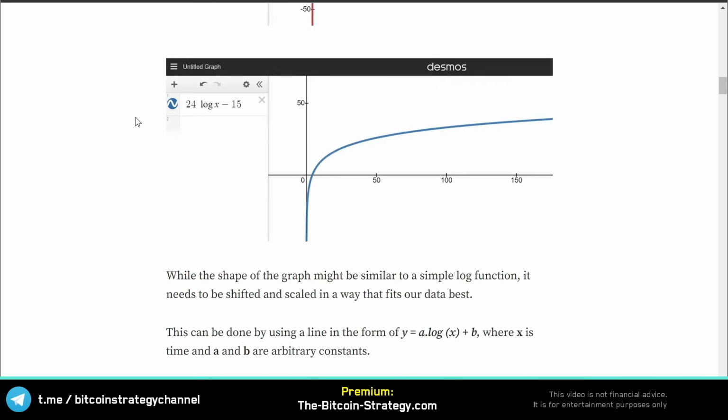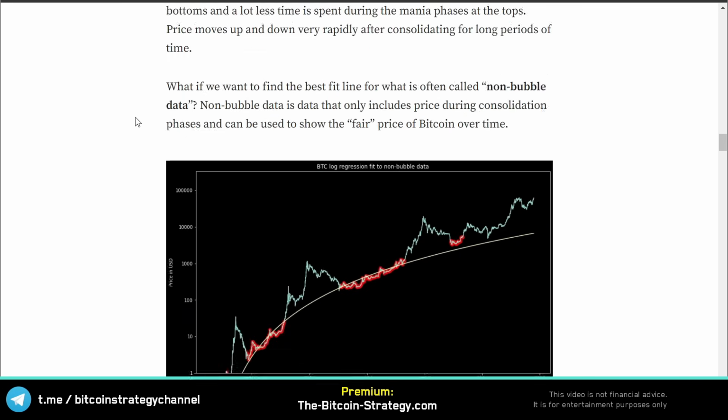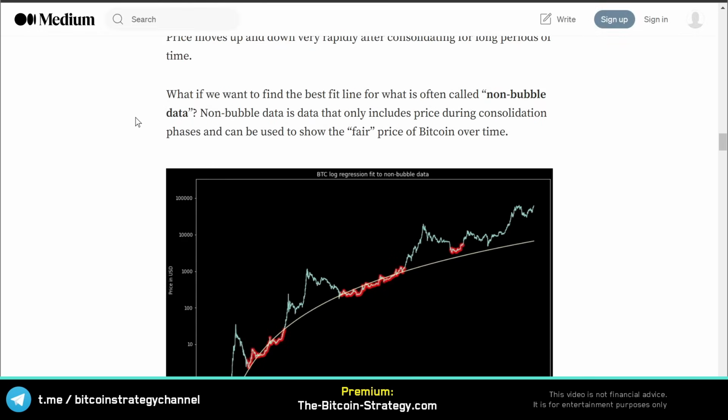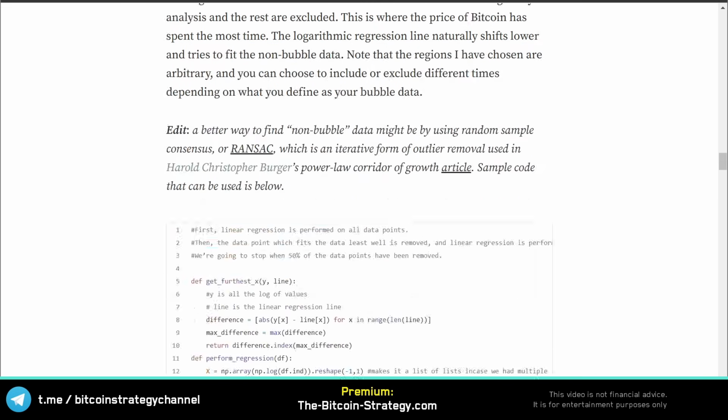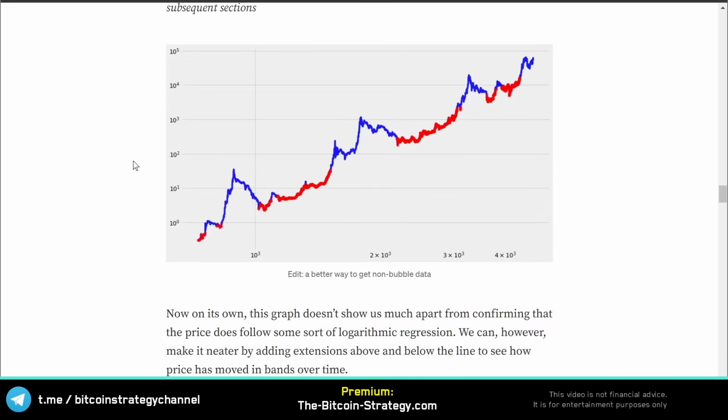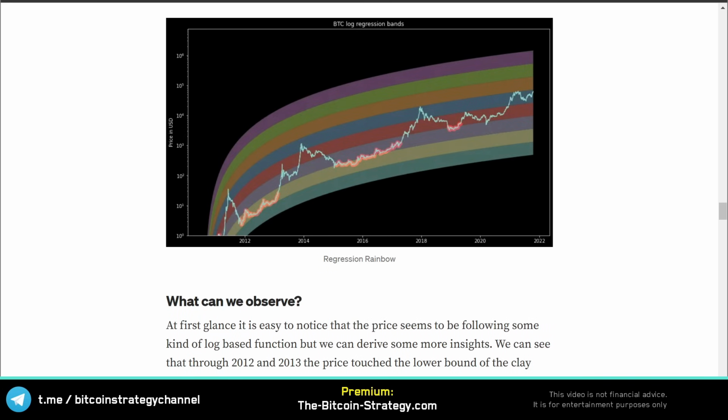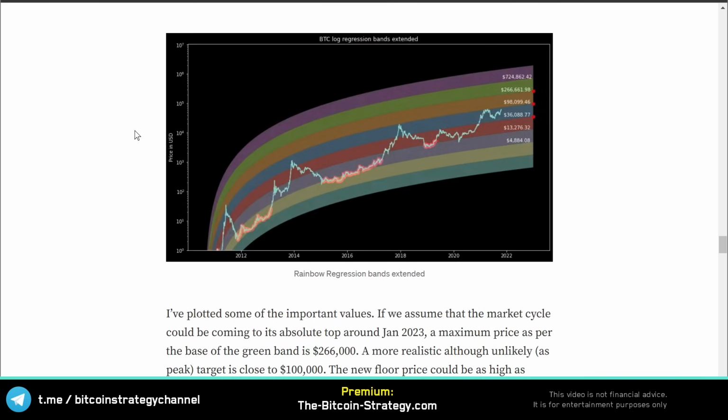And so you can make all kinds of fancy mathematics. You can try to find out what kind of data should we use. Should we maybe exclude some data? What's actually the best way to get to a logarithmic regression? And people come up with all kinds of results.